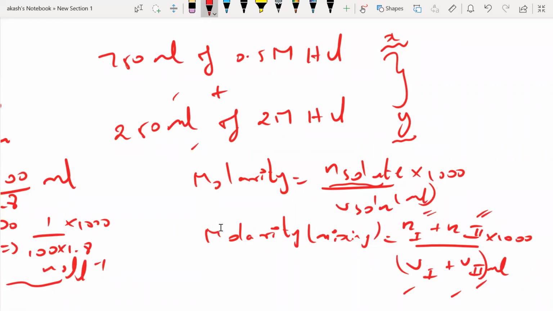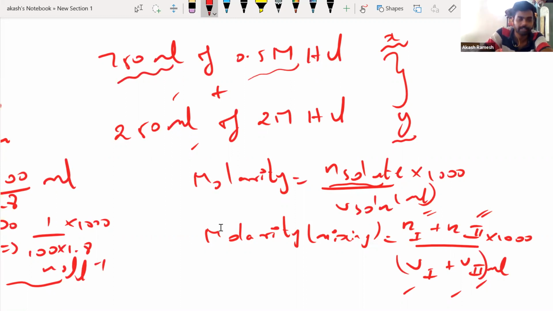So 0.5 M means 0.5 moles in 1 liter of solution. Correct. 0.5 moles of HCl is present in 1 liter of solution. But how much volume do I have here? 750 only. So you cannot take the number of moles as 0.5 here. I told you, you can assume the volume to be 1000 ml or 1 liter if volume is not given to you. Right, so now here the volume is given to you.